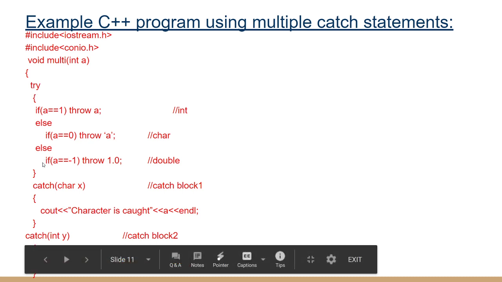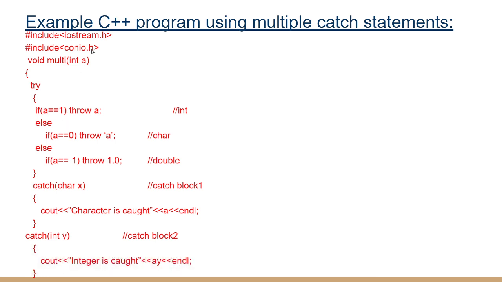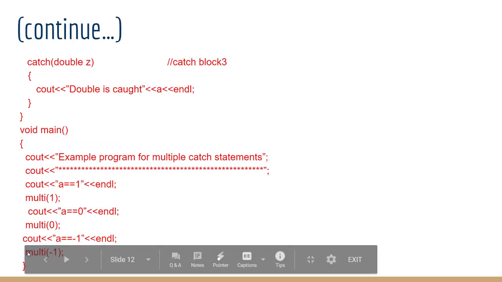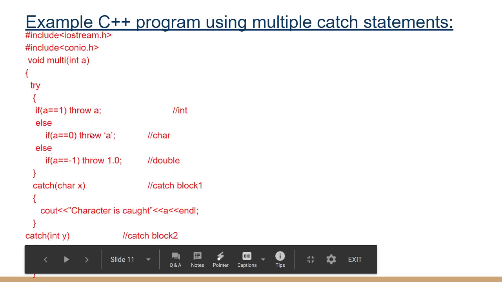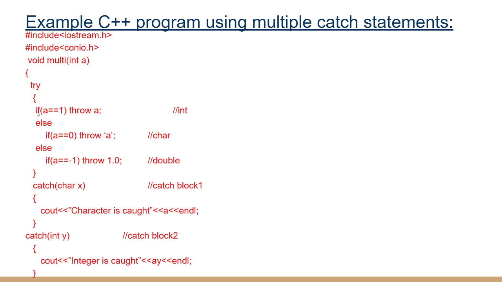Within a try block, I have given three exceptions. For the multi parameter, I am getting the value from the void main, that is multi of 1, multi of 0. So when I give a value, the condition will be checked. If a is equal to 0, it is assigned as an exception, so it will be thrown.